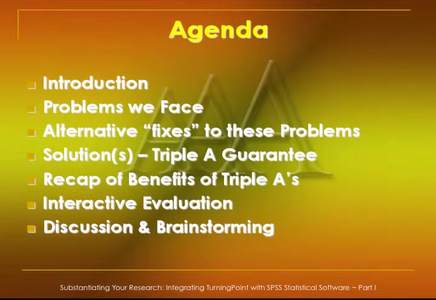As we get started, let me mention that our goal is to obtain the most accurate results possible when we're doing training, when we're trying to gather feedback from students. We're going to start with our agenda. First, we went through a little introduction. As we go through our session, we're going to talk about the problems that we face in trying to gather accurate results. We're going to look at some of the alternative fixes for those problems, and some of the problems that lie with those fixes. From there, we're going to look at our solution, which we term the AAA guarantee. Then we're going to recap the benefits of our AAA guarantee, followed by some interaction and brainstorming.